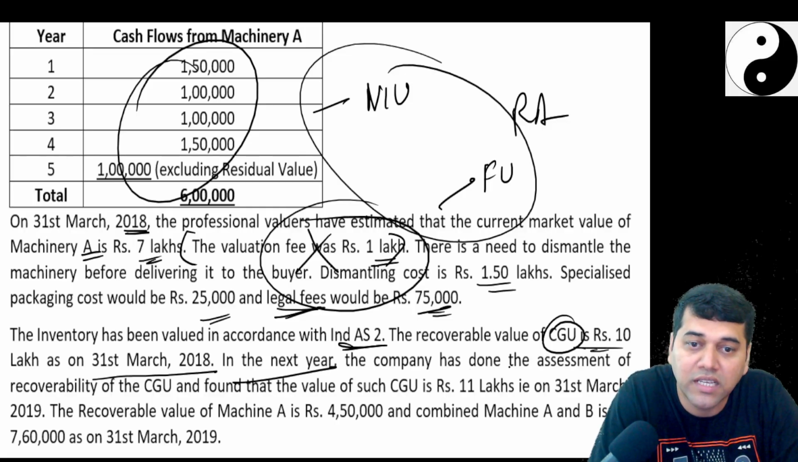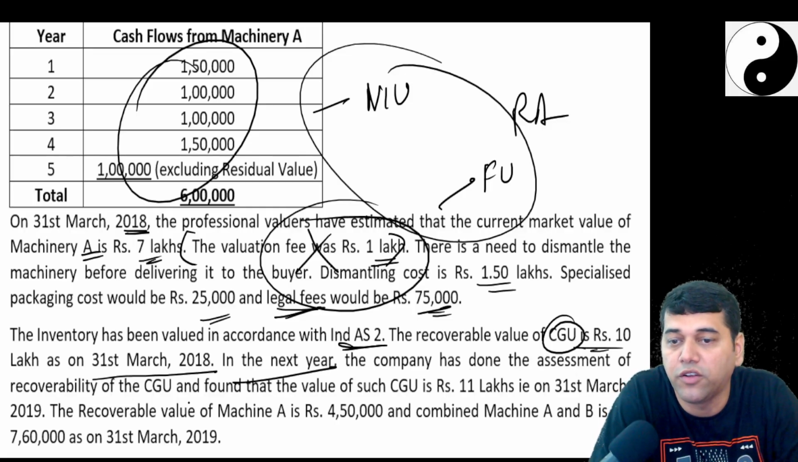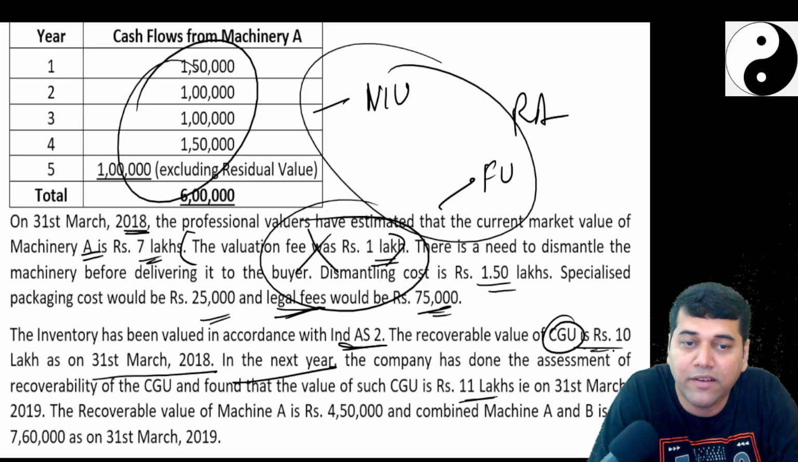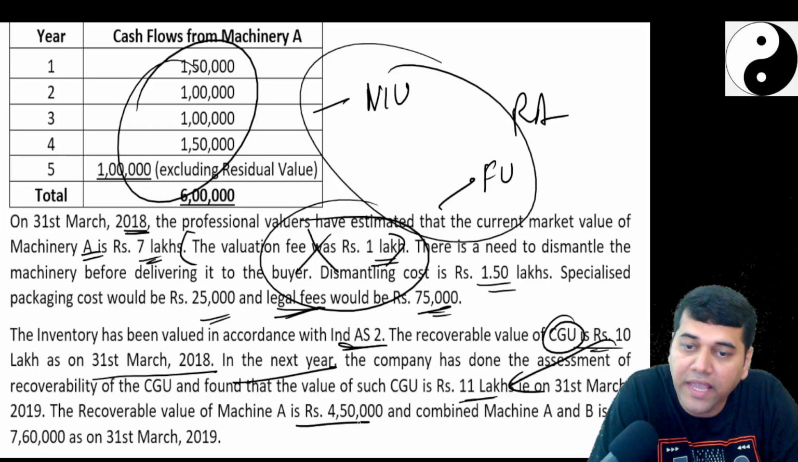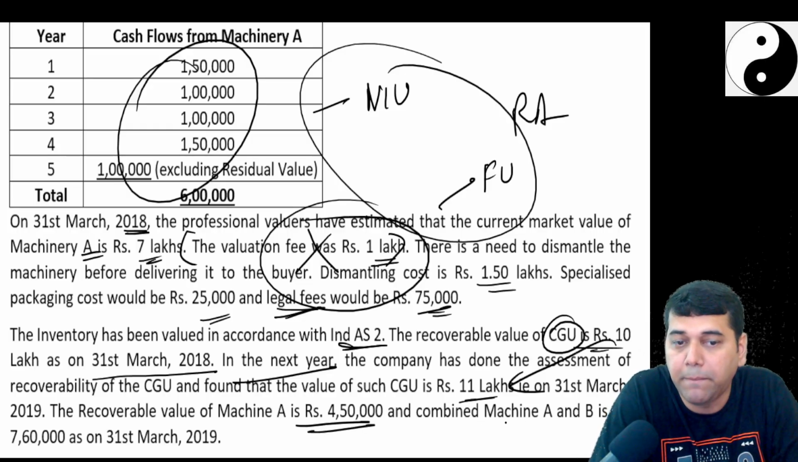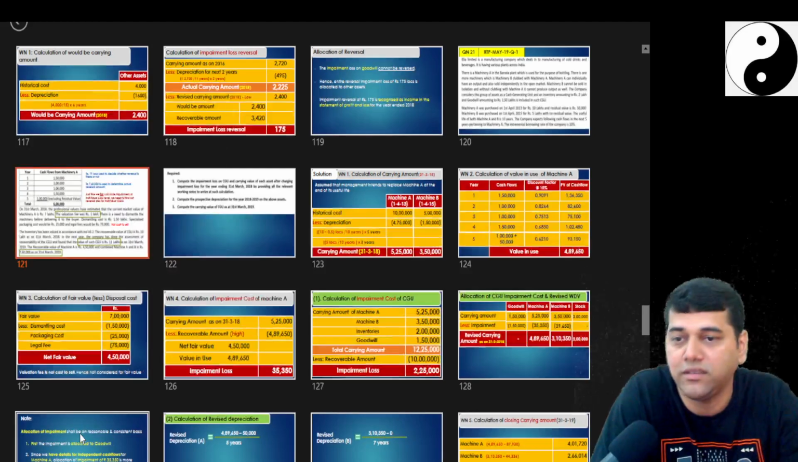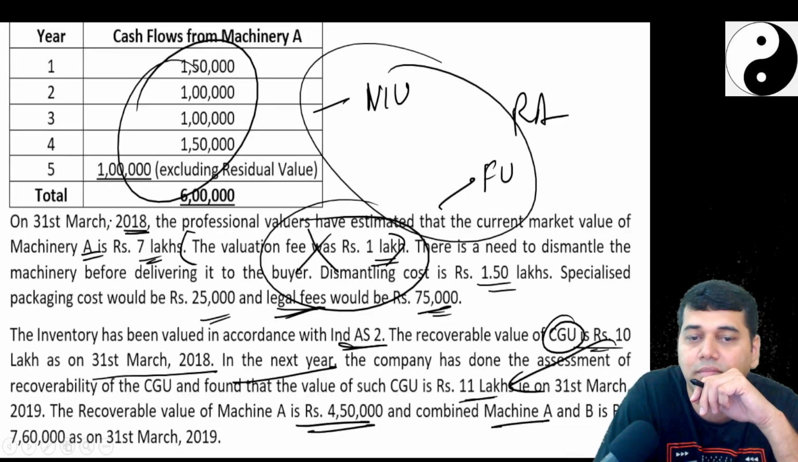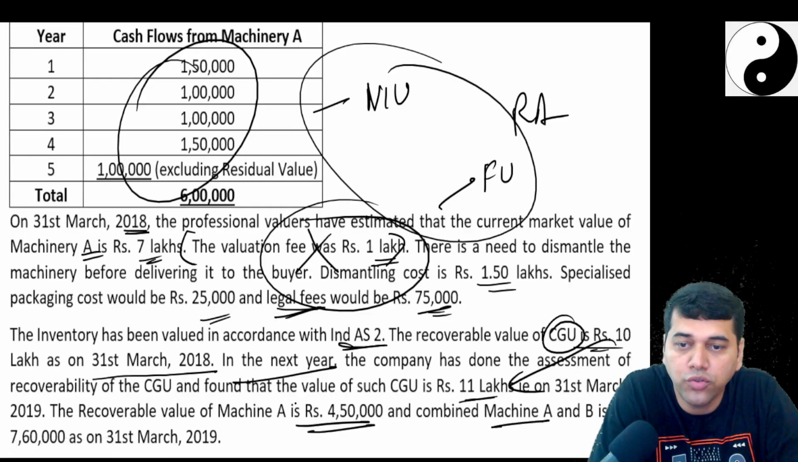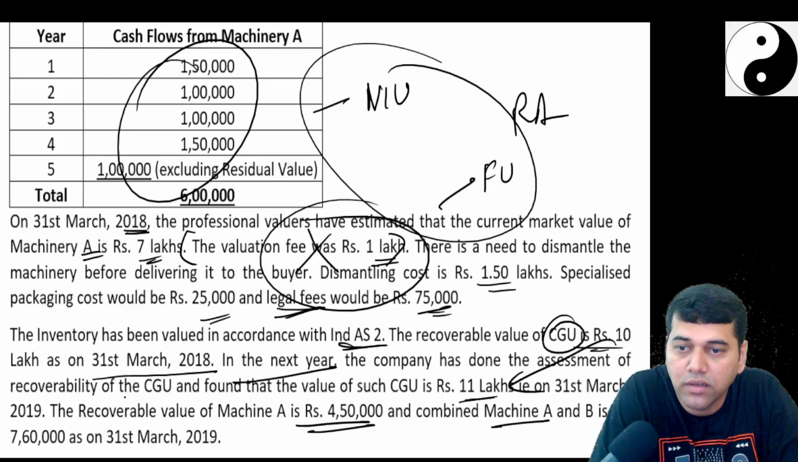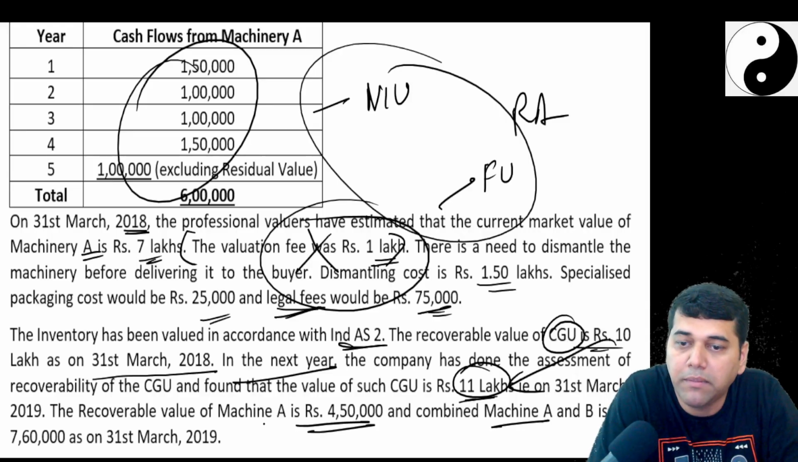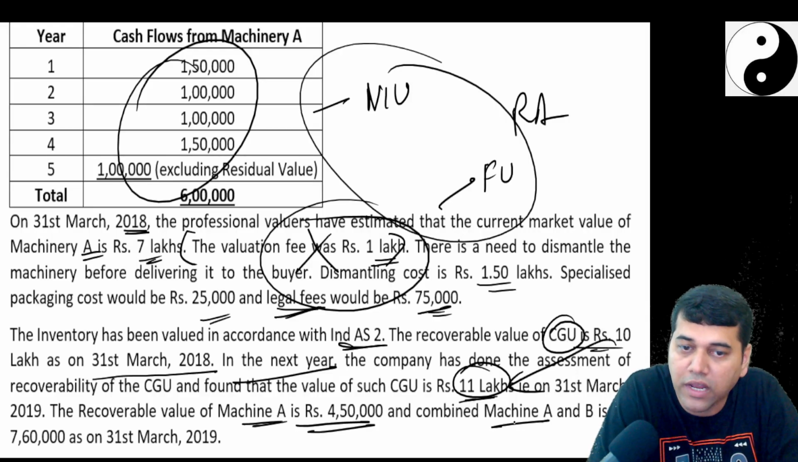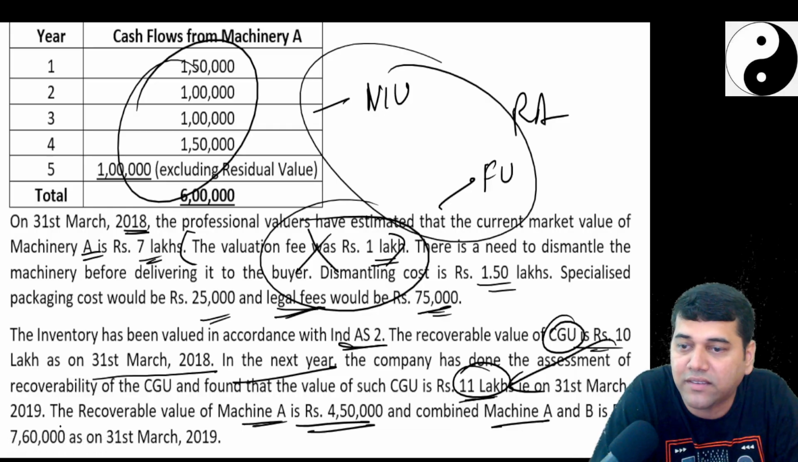In the next year, the company has done the assessment of the recoverability of the CGU and found that the value of the CGU is 11 from 10 to 11. The recoverable amount of A is 4.5 and combined A and B is 7,60,000. The value of such a CGU is 11 lakhs. Recoverable value of A is 4,50,000 and machine A and B is 7,60,000.